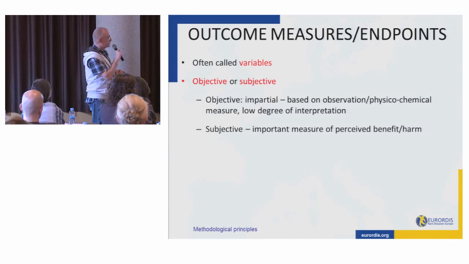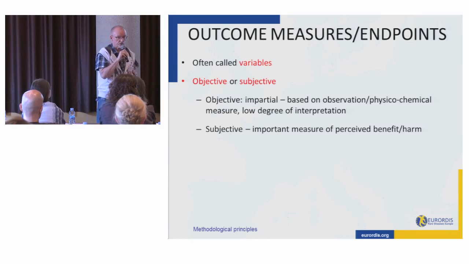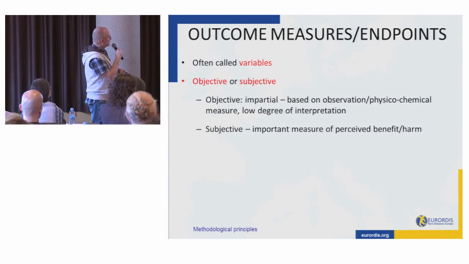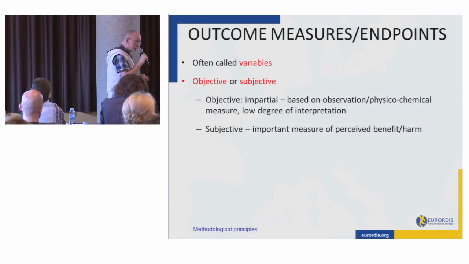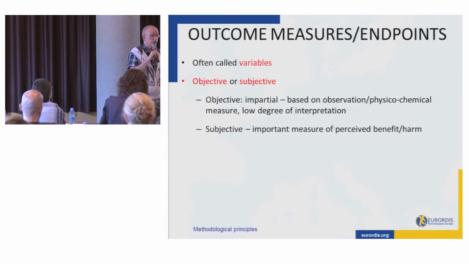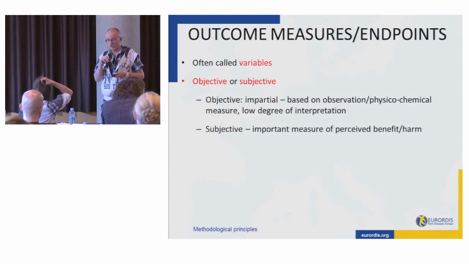An objective endpoint is impartial. It's based on observation. It can be a physical, chemical, or a laboratory measure, and there's a low degree of interpretation of what it means. It can be your blood pressure, your blood cholesterol level, or your C-reactive protein if you're studying an infective disease. Whereas a subjective endpoint is taken as an important measure of perceived benefit and perceived harm. It tells how the investigator feels about the effect of treatment. It tells how the subject, the study participant, feels about the effect of treatment.